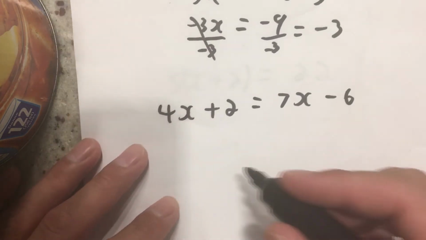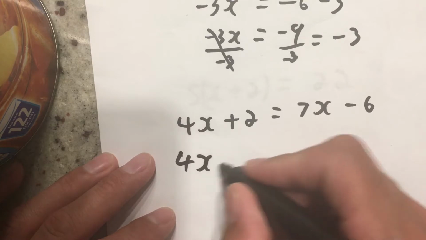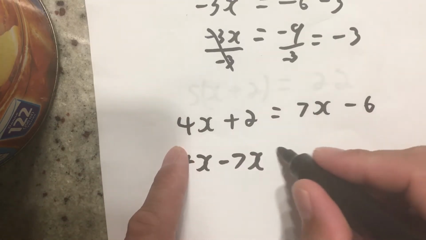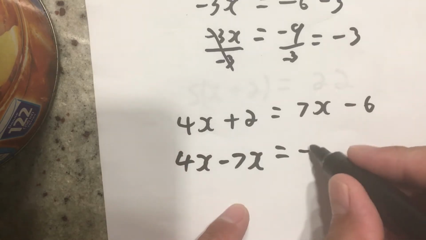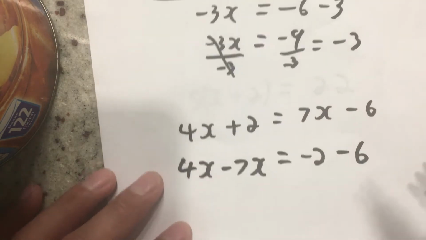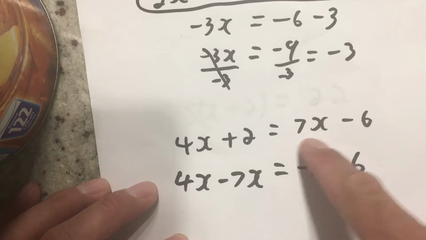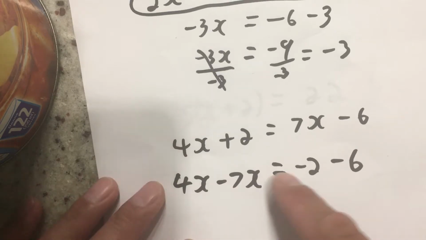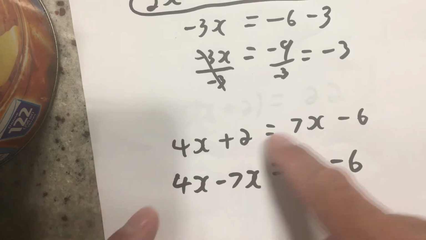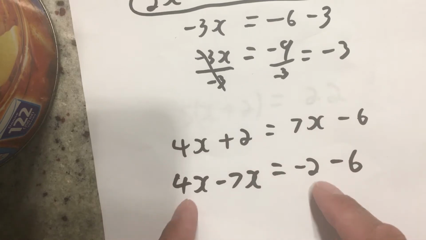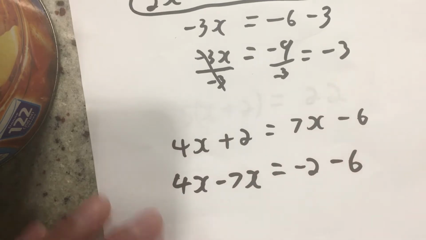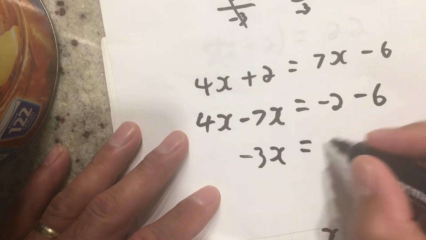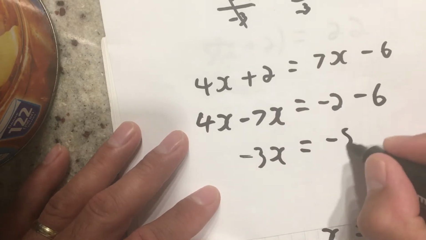So I'm under the 10-minute mark here. So I've got 4x minus 7x. I'm going to bring all my x's over here, and I've got negative 2 minus 6. So just watch what I did. 7x was being added to the right, so I subtracted it from both sides, so I've got negative 7x on the left. 2 is being added to the left, so I subtracted it from both sides. On this side it's gone, and on this side it shows up as a negative 2. 4 minus 7 is negative 3, so I've got negative 3x and negative 8.